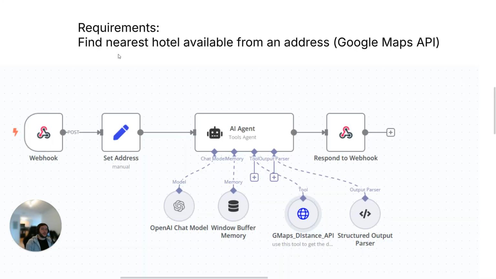So the first one was that we had to find the nearest hotel available from an address. This one was really tricky. This is our AI agent that we built, which is essentially grabbing the address and the postal code of the person and then going to determine which is the closest hotel based on their location. So we integrated Google Maps API in order to tell them the time to that location as well as how long it would be and find the nearest hotel out of all the possibilities.